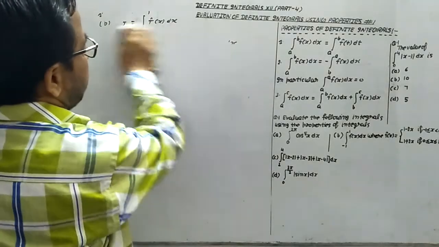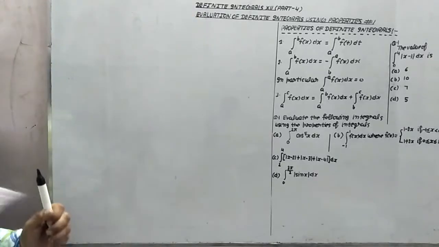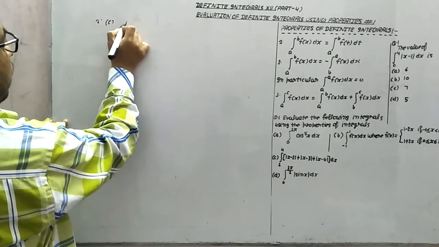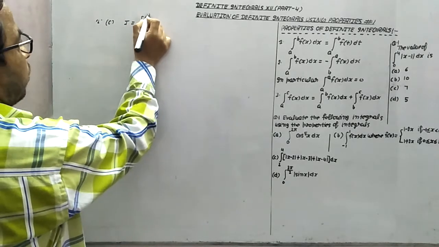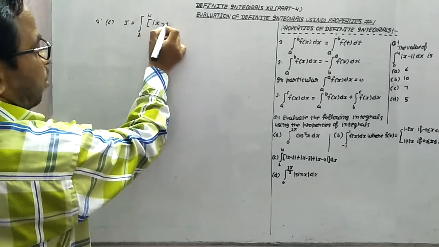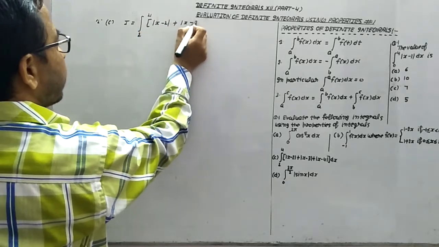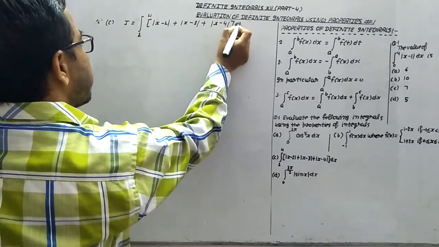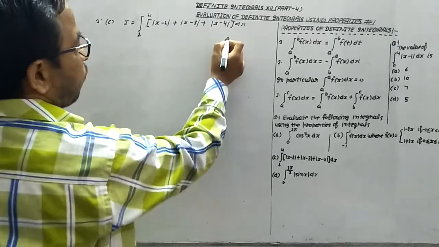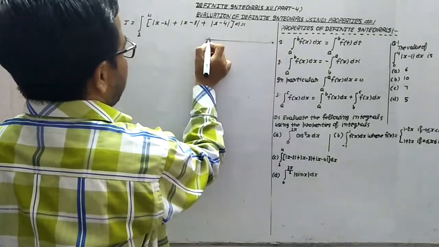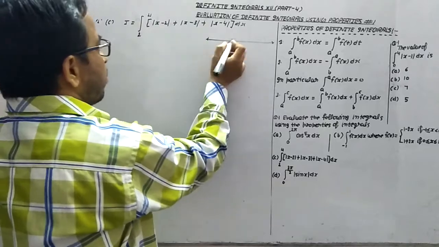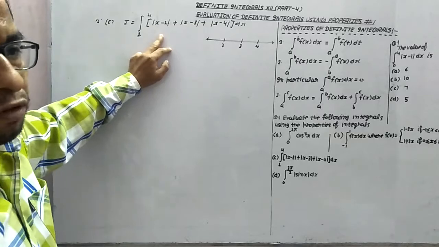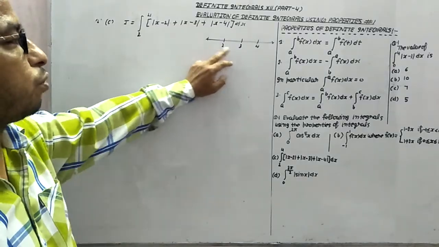Now look at this. In question number 1, C part, what we have to do is find the integration from 2 to 4 of this function: modulus of x minus 2, modulus of x minus 3, plus modulus of x minus 4, and this is dx. Now look at this. First of all, roughly we will draw the number line. Now we will find the critical points. One is 2, one is 3, and one is 4. By putting x minus 2 equal to 0, x is equal to 2, 3, 4.